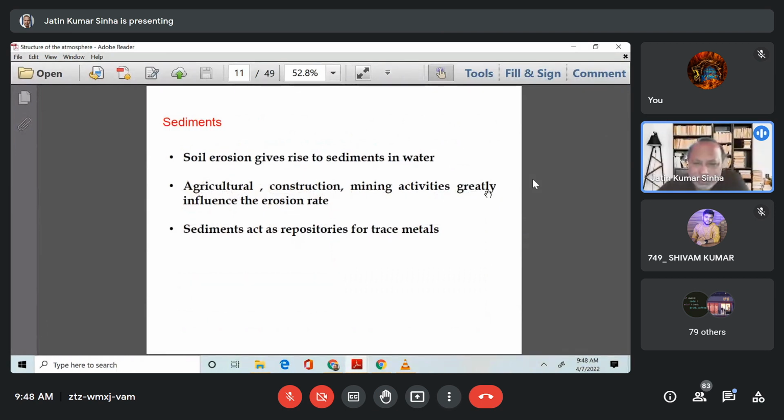Next, the inorganic pollutant is sediments. Soil erosion gives rise to different sediments in water, and agriculture activities, construction, and mining activities also lead to different types of sediments, and they are indirectly or directly affecting the erosion rate. Sediments basically act as repositories for trace metals, different types of metals, so calcium, magnesium. All these metals are deposited in these sediments because sediments have higher surface area, so all these trace metals can be deposited there.